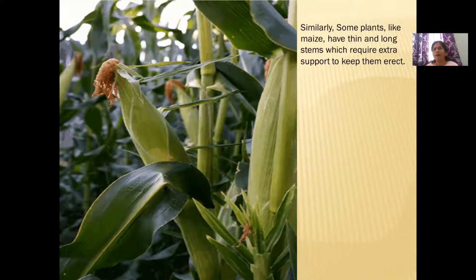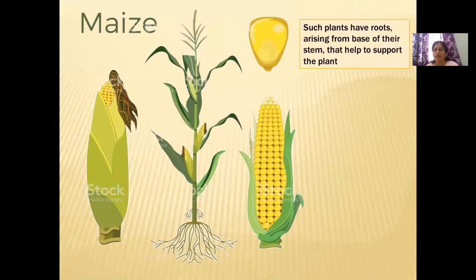Similarly, some plants like maize, the corn plant, have thin and long stems. They grow to a height, okay? They have thin stems which are longer, which require extra support to stand erect. To stand straight, they need some extra support. So for such plants, roots arise from the base. In the sense, roots start immediately from the base of the stem. That helps to support the plant.